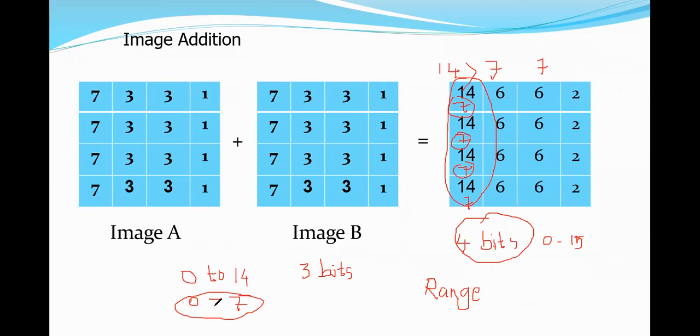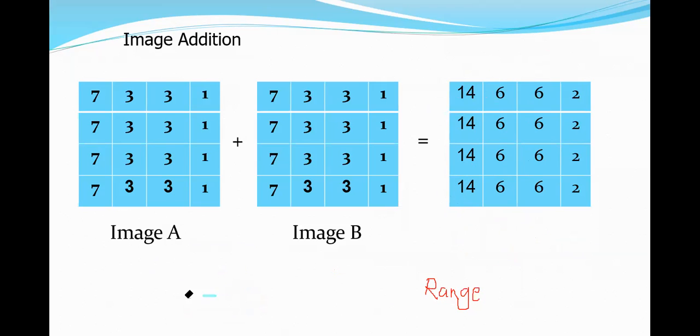But if you perform range normalization, your entire range 0 to 15 will be mapped to 0 to 7. So instead of 6, here you will get some smaller number because of range normalization, and effectively you will visualize the correct image. So this range normalization is very important. So this is the simple addition operation. Hope it is clear to all of you.